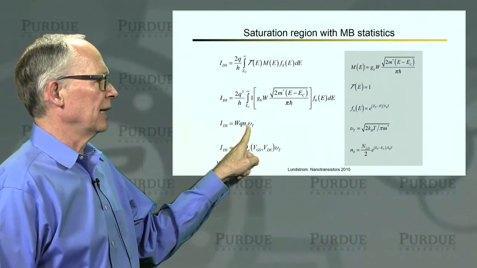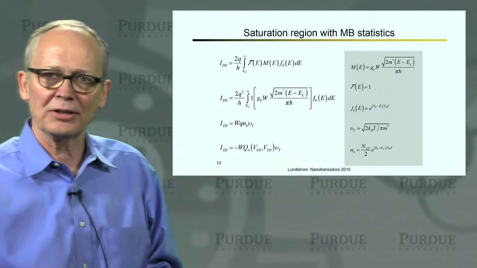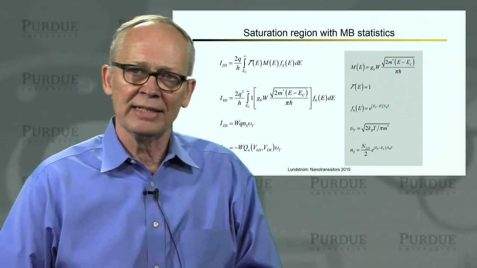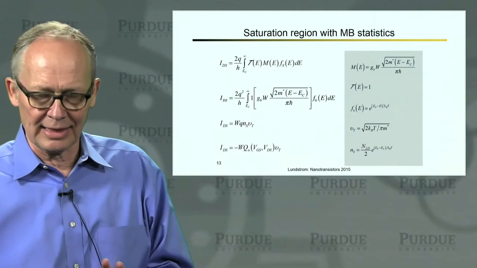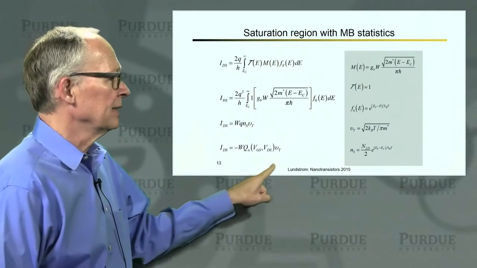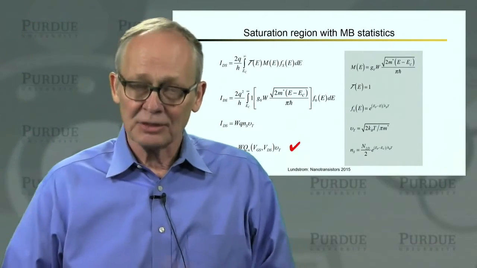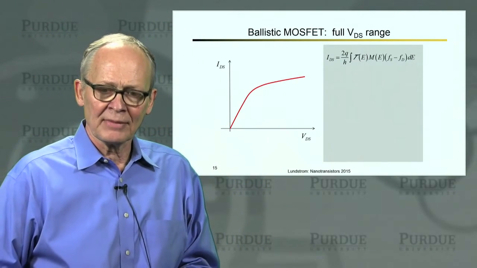I'll write Q times N sub S. That's our mobile charge. We understand how to compute that as a function of gate to source and drain to source voltage. That's what we discussed in Unit 2. That's a MOS electrostatics problem. The velocity is the thermal injection velocity. So we've derived the on current and we've derived the linear regime current.